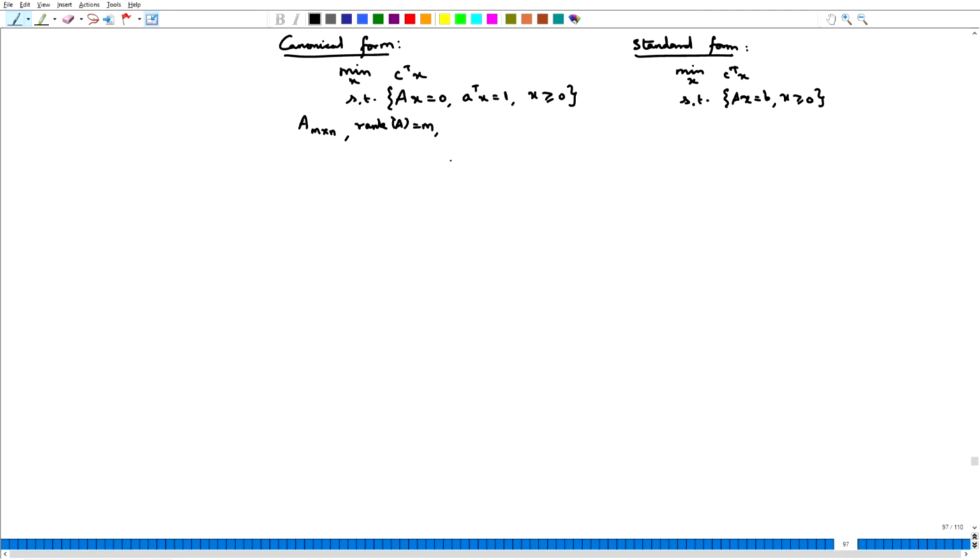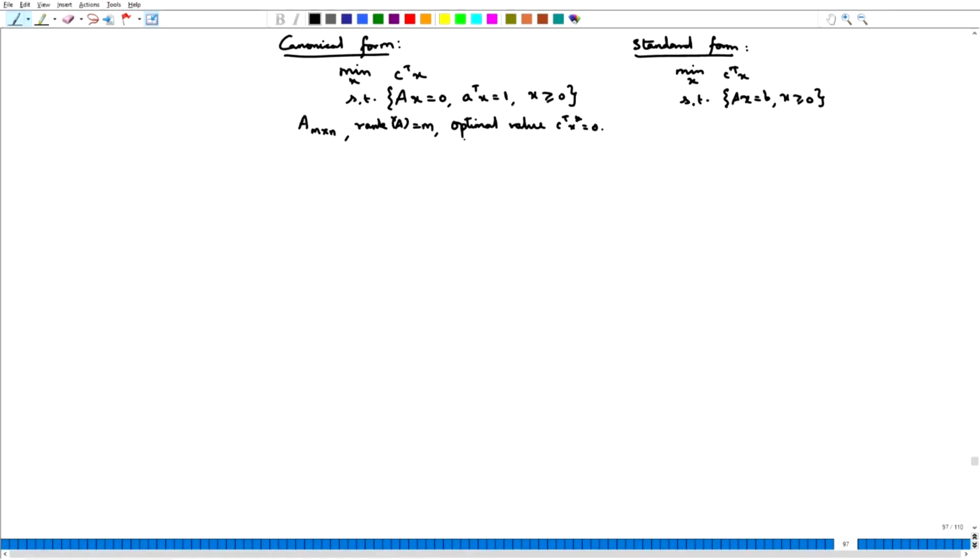This is not the binding condition. The binding condition is that the optimal value of the objective function should be 0, okay. So the optimal value, which is C transpose x star, should be equal to 0. That actually is a more binding constraint in the canonical form, okay.